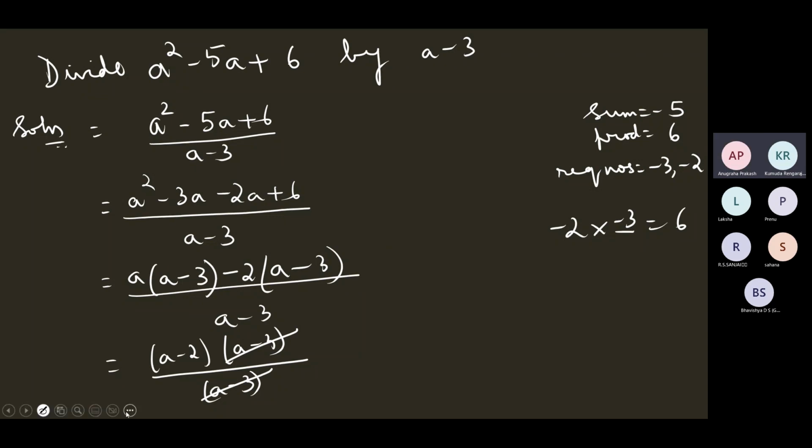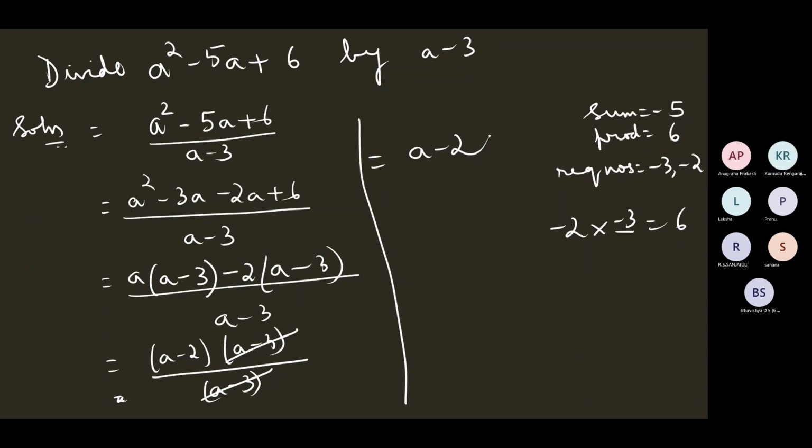So in the next step, I'll write that here. The last step, the answer is A minus 2. This is the answer. A minus 2 is the answer. Write down, children. Very good.